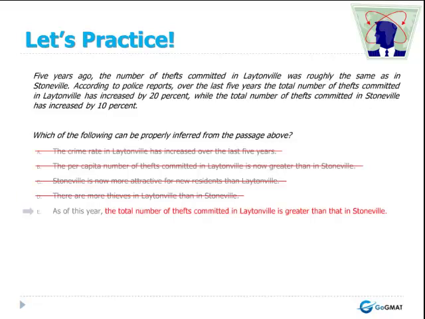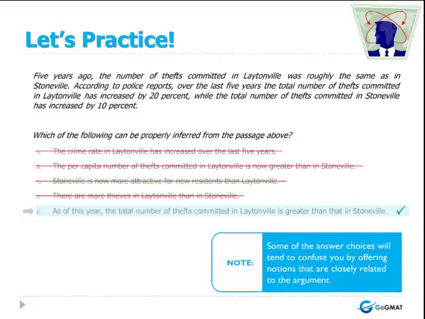Choice E is the only choice within the scope of the argument. If the number of thefts committed in the two towns was the same 5 years ago, and the number in Laytonville has increased by a greater percentage since then, more thefts have now been committed in Laytonville than in Stoneville. This information can be properly inferred from the passage. Choice E is correct.